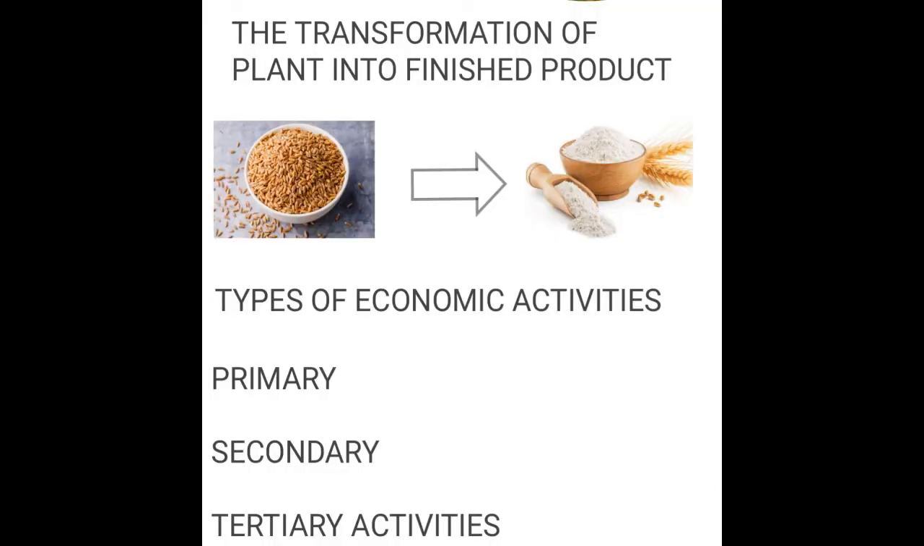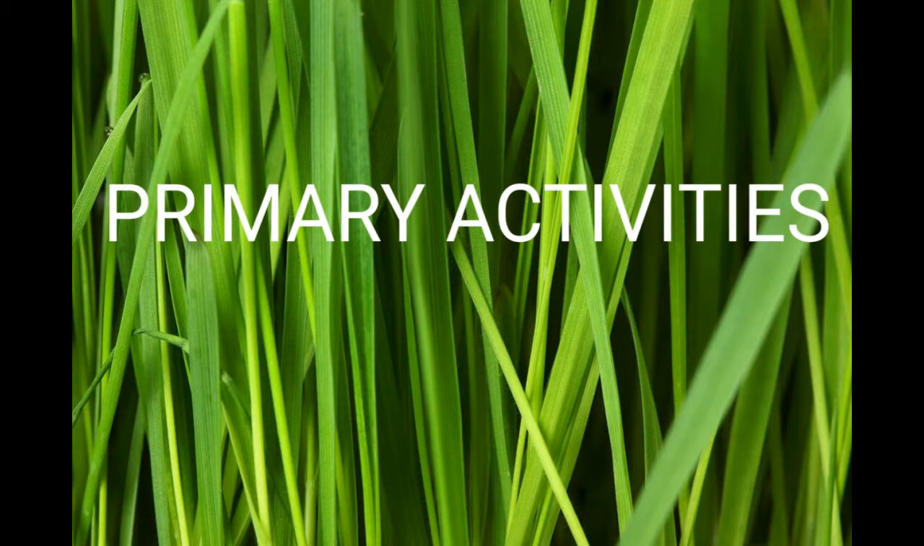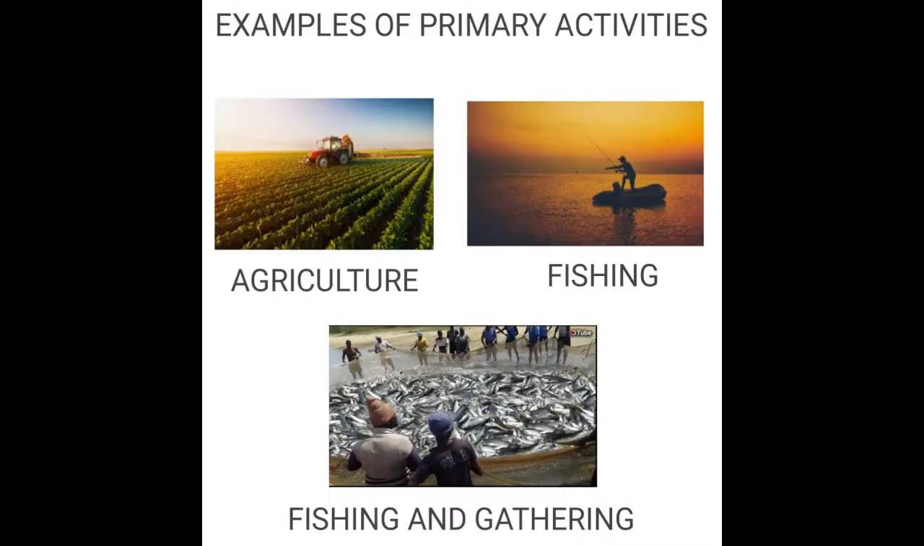The transformation of a plant to a finished product involves three types of economic activities. These are primary, secondary, and tertiary activities. Primary activities include all those connected with extraction and production of natural resources. Agriculture, fishing, and gathering are good examples.